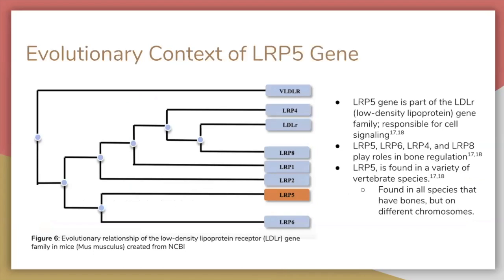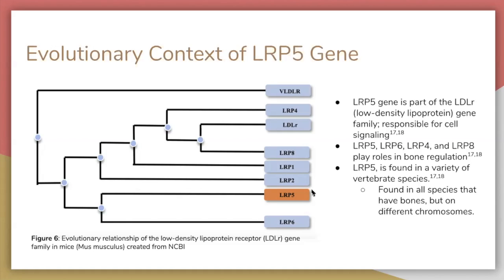Okay, so for our evolutionary context of the LRP5 gene, we found that LRP5 is a member of the LDLR family, which is a low-density lipoprotein gene family, and it is responsible for cell signaling. So as shown in the diagram to the left, this is a diagram of the LDLR family and how closely they are related. LRP5, LRP6, LRP4, and LRP8 all play roles in bone regulation. So all of these are pretty closely related.